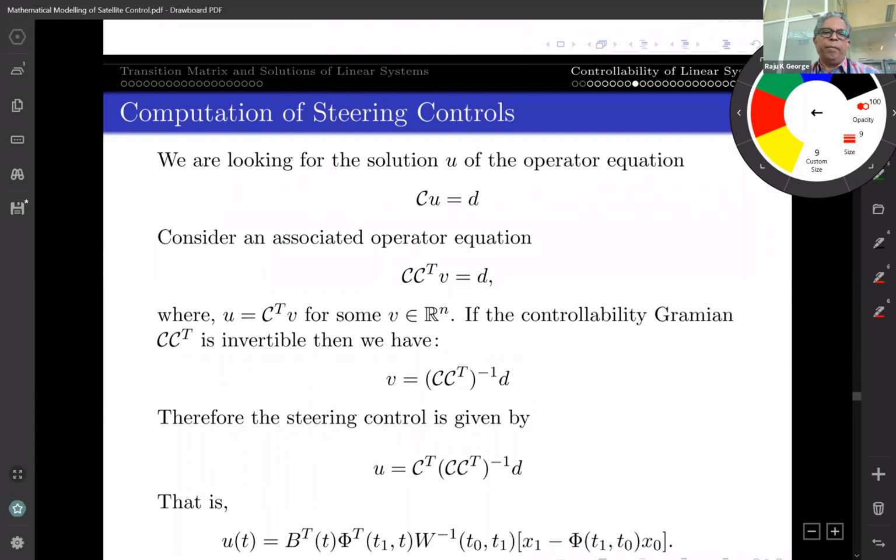We are looking for the solvability of Cu is equal to D. D contains x0 and x1. We are looking for the solvability of Cu equal to D: for every D, there should be a U. So C should be onto.